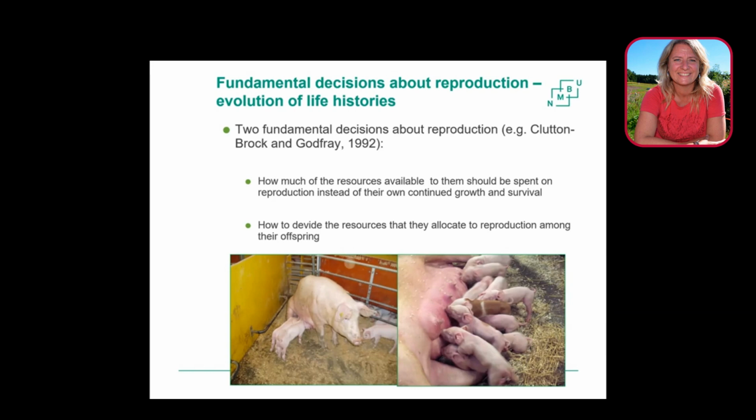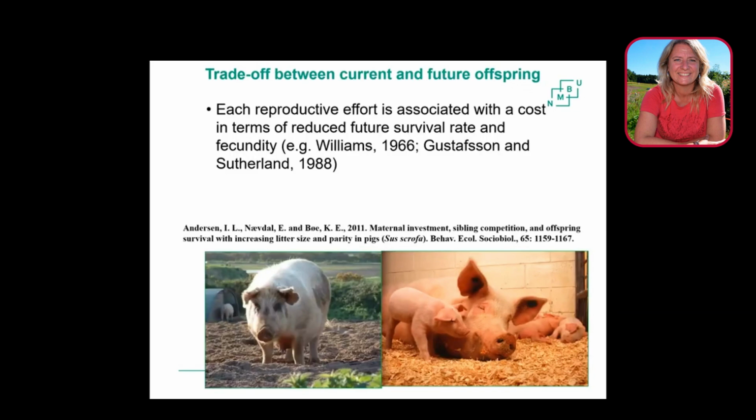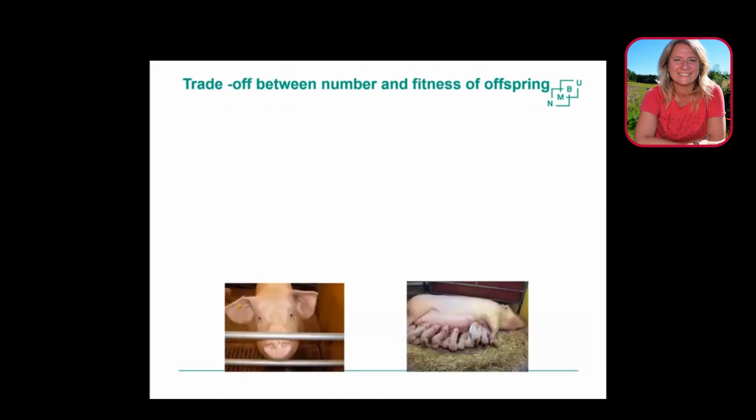And we do know that if we look at trade-offs between current and future litters, we can see that each reproductive effort as a biological system is associated with a cost in terms of reduced future survival rate and fecundity. So the question is, how does the domestic sow fit into this picture? Well, in fact, we see that they fit quite well into this picture.